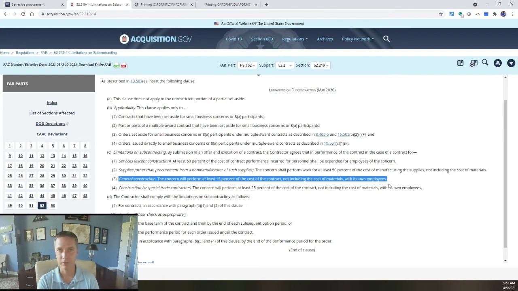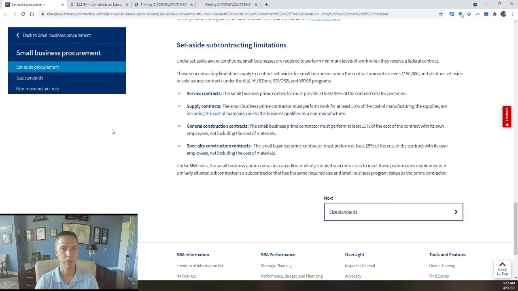But if you fall into those categories, then you have to make sure you're doing at least 50% of the work or at least 15% of the work, and either you or a similarly situated small business are doing that type of work. If you go to the Small Business Administration's website, you can see this spelled out there also. So straight from their website, the 50% rule for services contracts. Here's the other big one, 15% for construction contracts.